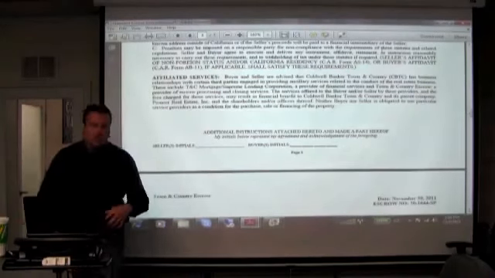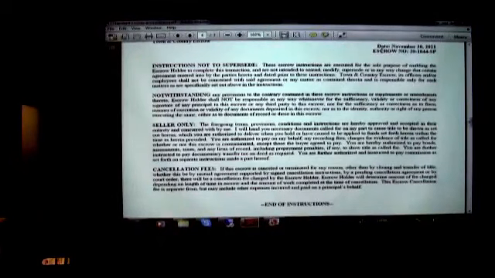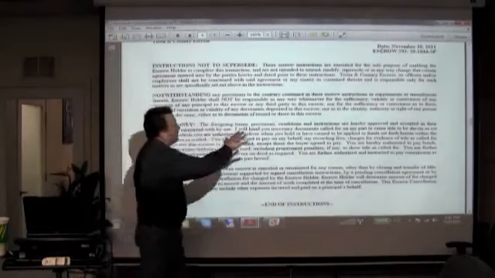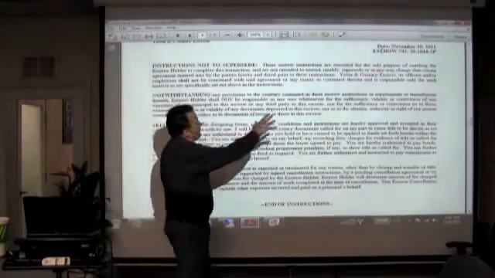Okay, we kind of talked about this in the very beginning. Escrow instructions not to supersede. So now they're just clarifying for everybody that the escrow instructions are executed for the sole purpose of enabling the escrow holder to complete the transaction. And you need to remember this in all of your escrow instructions. I don't care what company you're doing business with, you need to have this language.